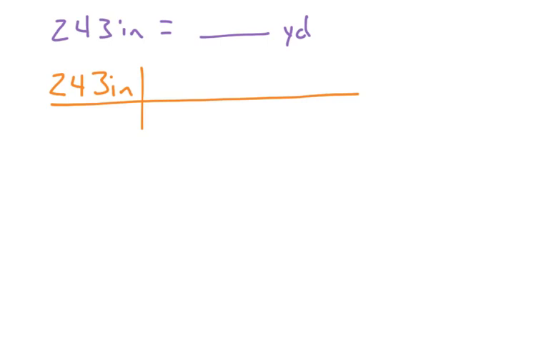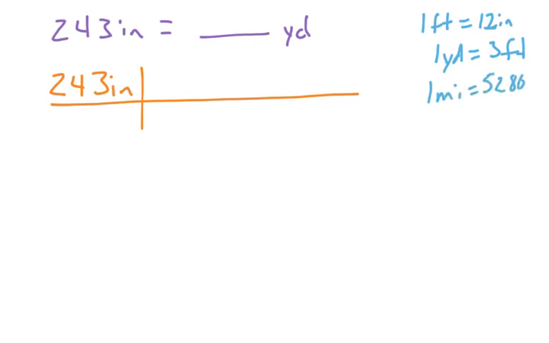Now if you recall from our distance, we know that 1 foot is 12 inches. We know that 1 yard is 3 feet. We know that 1 mile is 5,280 feet. Now we don't need that one in this case because we're just trying to go from inches to yards. So the only conversion that I have dealing with inches though is inches to feet. So that's the first thing I'm going to do.